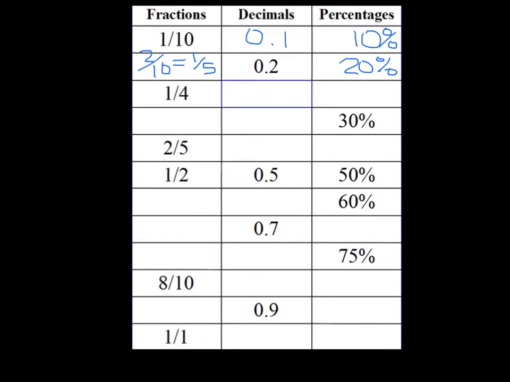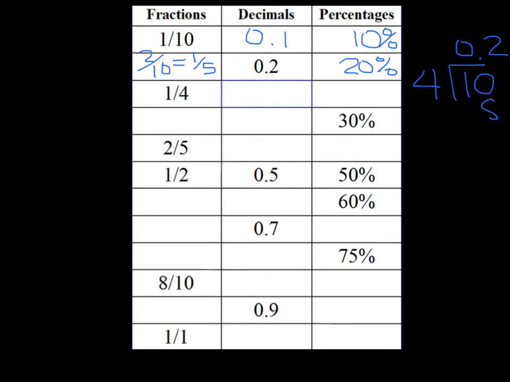All right, the next one, I'm given a fraction. In order to change a fraction into a decimal, I will need to divide. I will divide the denominator, 4, into the numerator, 1. Well, 4 won't go into 1, so I need to add a decimal and a 0. 4 does go into 10 2 times.